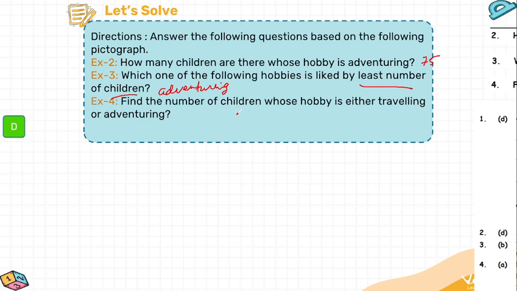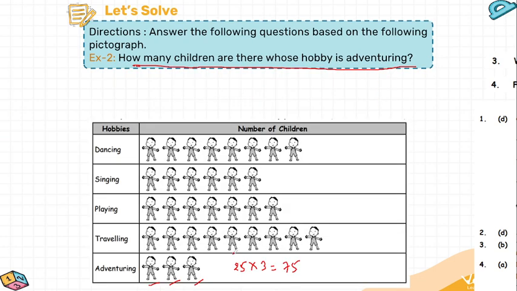Next, find the number of children whose hobby is either traveling or adventuring. Two cases are there, either traveling or adventuring. So, if we look at it, it's 75 and traveling is 1, 2, 3, 4, 5, 6, 7, 8, 9. So, 25 into 9. 9 5s are 45, 9 2s are 18, plus 4, 225.